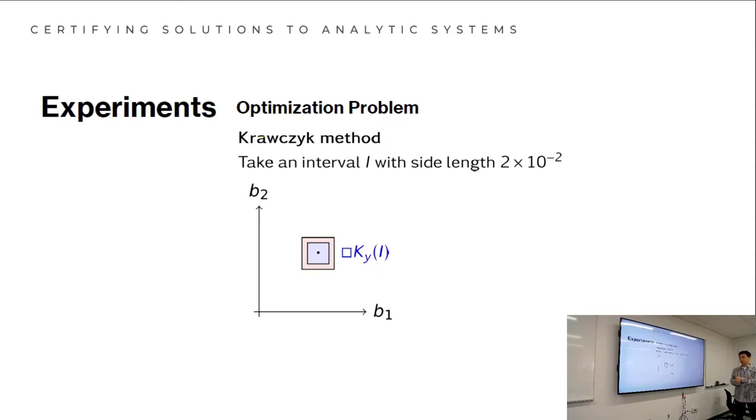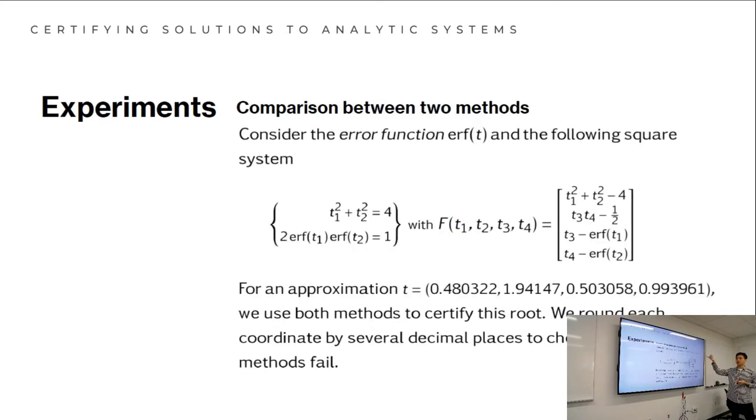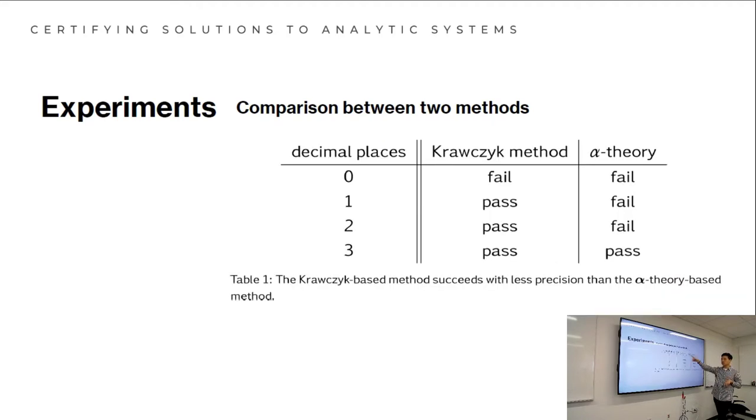Just like the question before, it's natural to think about a comparison between the two methods. We also consider this capital F system of equations, and we also have this approximate root. We're going to use both methods here again, but we're going to round the approximation to several decimal places and observe which method starts to fail first. So here are the results. The Krawczyk method even succeeds with the approximation rounded at decimal place one.